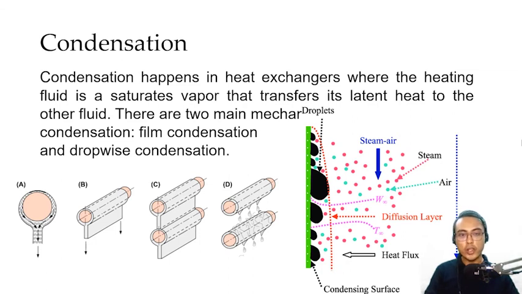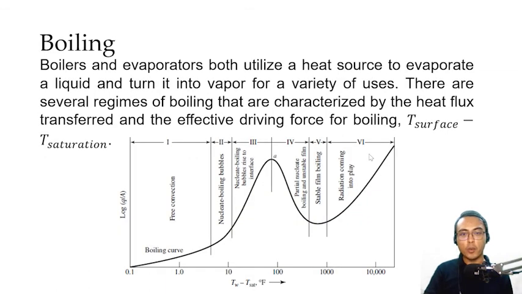We want dropwise condensation because it gives us a higher heat transfer coefficient. For boiling, we have several regimes, but what we want the most is nucleate boiling, in which the bubbles immediately rise to the surface, such as to not impede the rate of heat transfer.